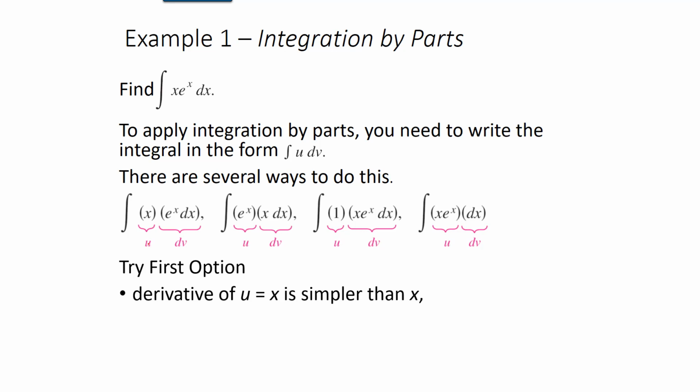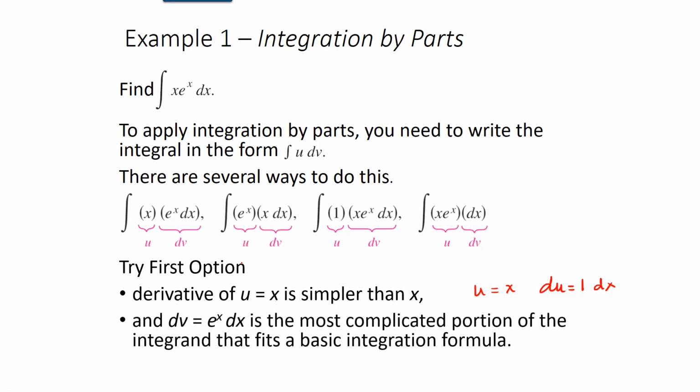If u is equal to x, then we know that du would just be 1 dx. 1 is simpler than the original function x. And then the dv, we want to be the most complicated portion of the integral possible that we can still integrate. e to the x is more complicated than just x, and we can still integrate it.